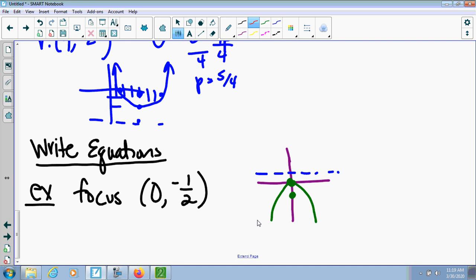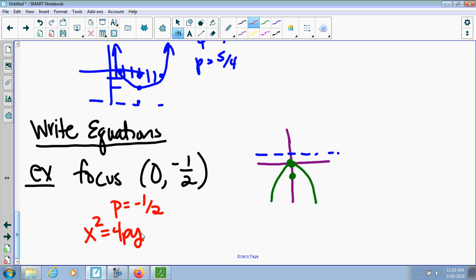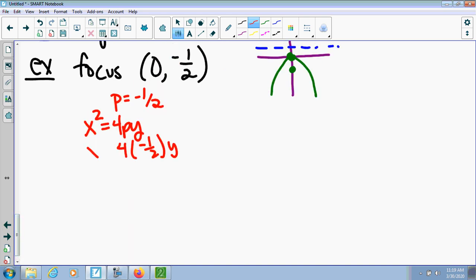Okay? So if I'm writing my equation, my p-value is -1/2. And I just need to know, is this x squared or is this y squared? So since this is a parabola that's up or down, it's going to be an x squared parabola, x squared equals 4py. And we'll just plug the p in. So that's 4 times -1/2 y. So x squared equals -2y. So that is your equation for that parabola.